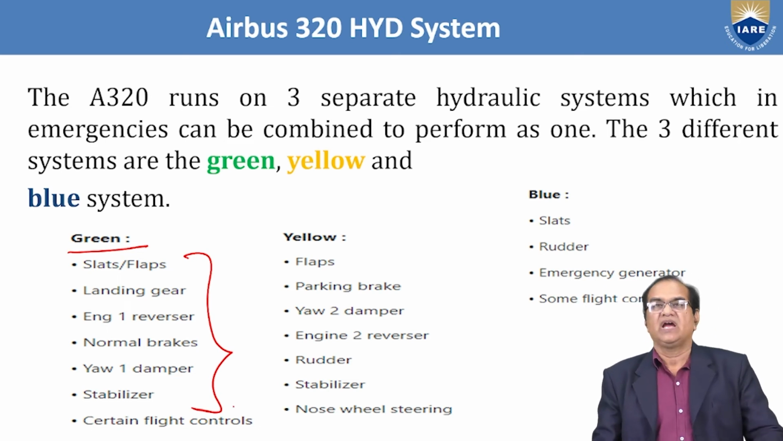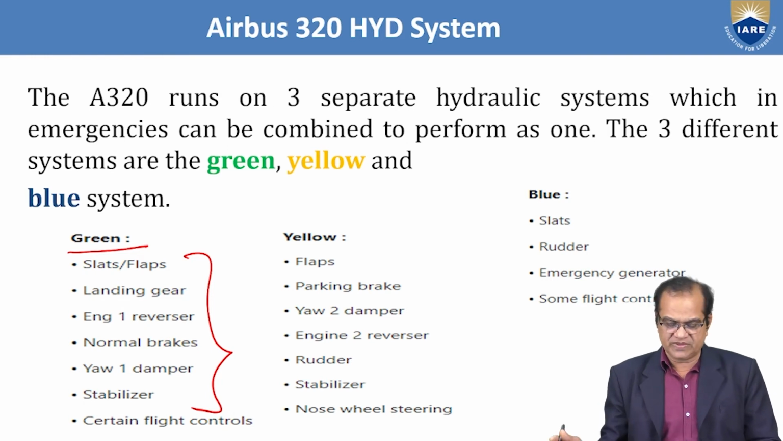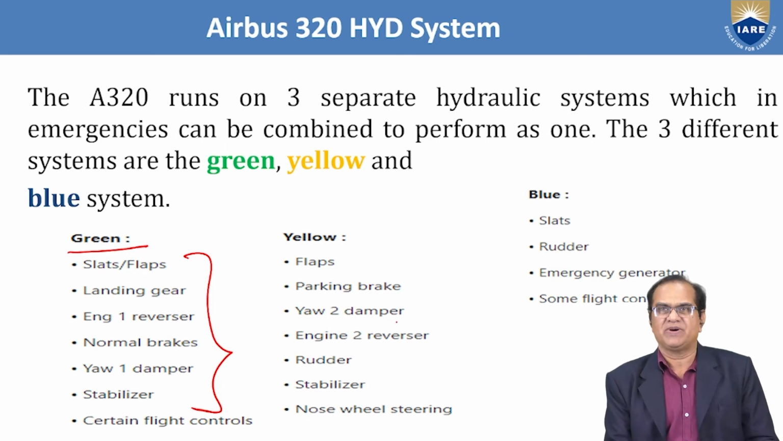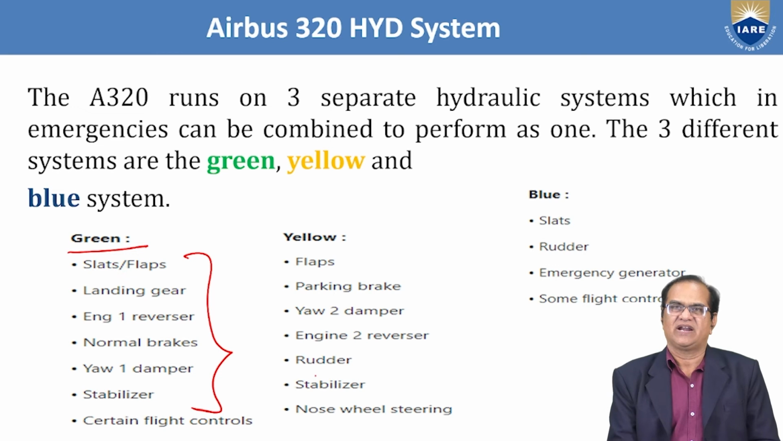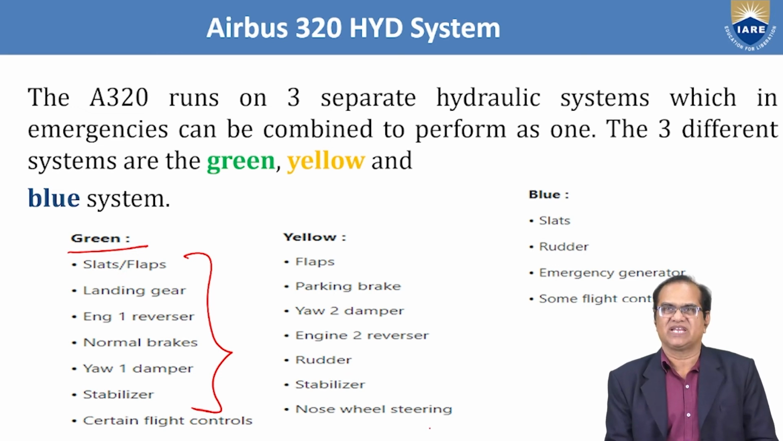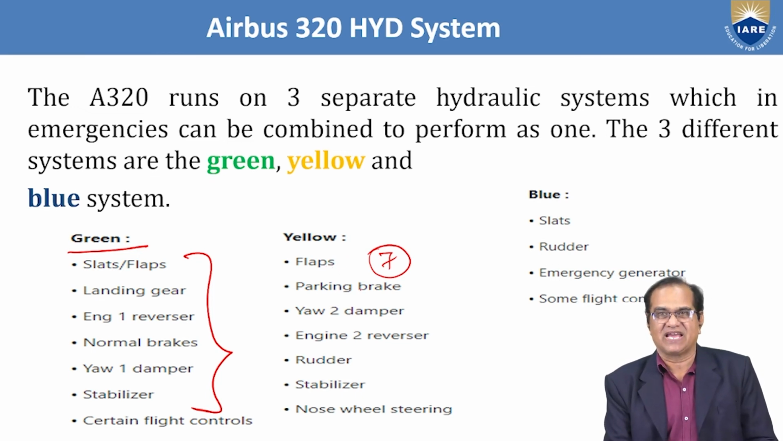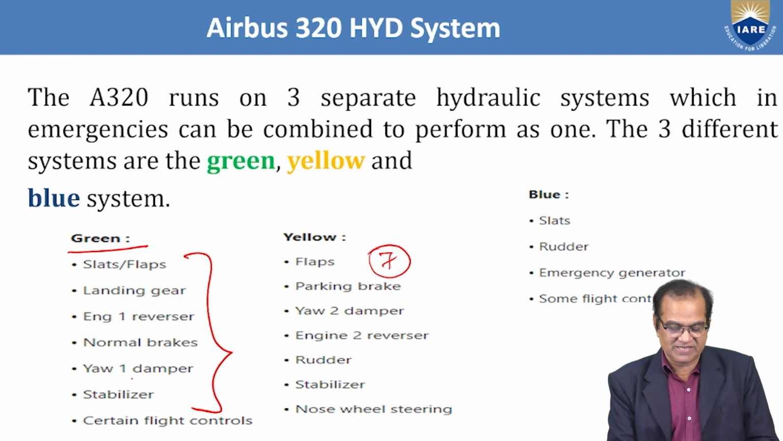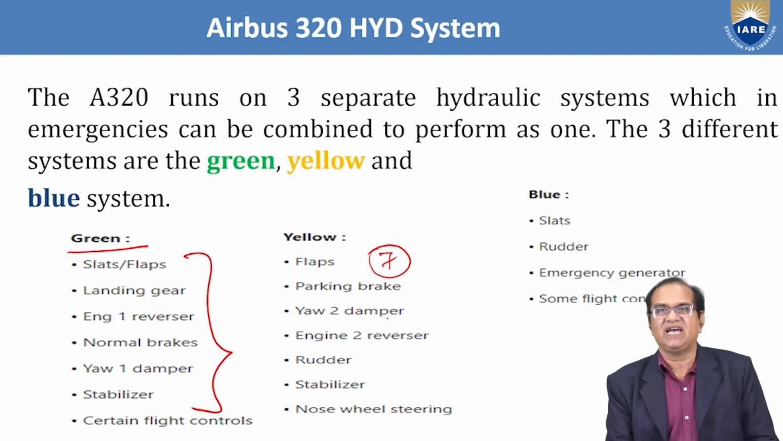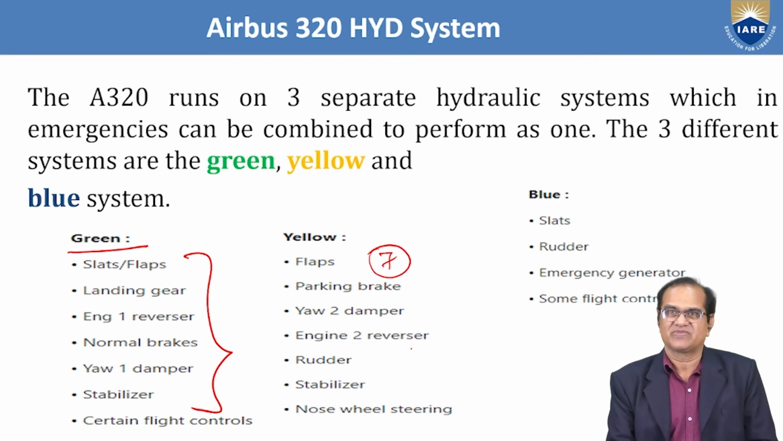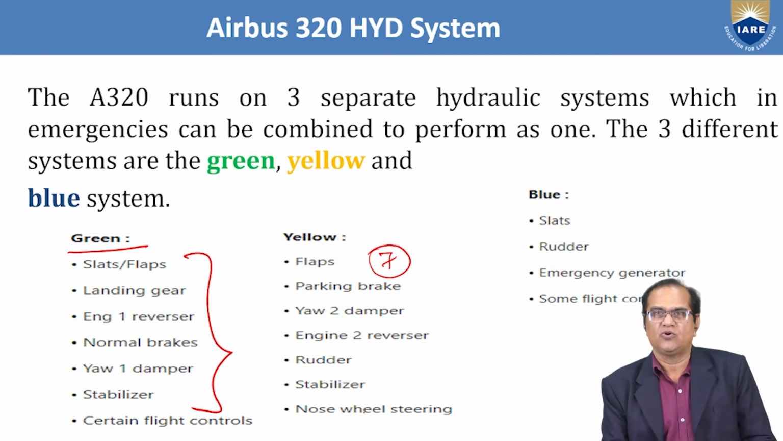Now if I talk about the yellow system, it has the flaps, parking brake, yaw 2 damper, engine 2 reverser, rudder, stabilizer, and nose wheel steering. So these are the 7 components operated by the yellow system. First one is the flaps. Second one is the parking brake. Yaw 2 damper. Here yaw 1 is operated by the green, but yaw 2 is operated by the yellow. Engine 2 reverser, rudder, stabilizer, and nose wheel steering.